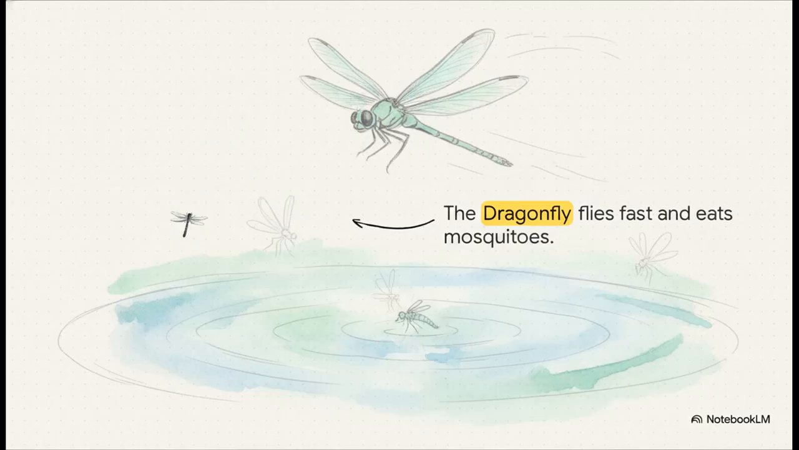Then, of course, we have the dragonfly. Now, while the water scorpion is diving deep, the dragonfly is zipping through the air right above it. It flies unbelievably fast and relies heavily on this very specific habitat because it has to lay its eggs near the water. But more than just breeding there, it plays an absolutely crucial role in the ecosystem by eating mosquitoes. It's simple. Lose the pond, you lose the dragonfly, and suddenly, bam, you're dealing with a massive mosquito problem.